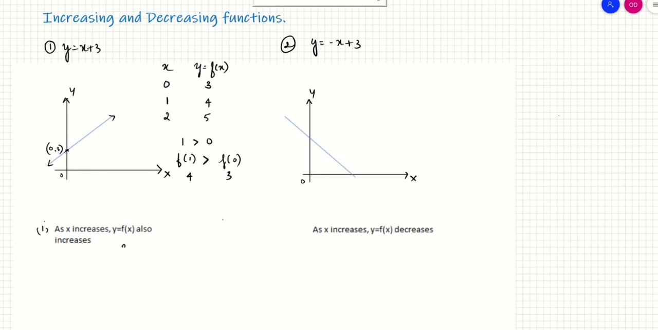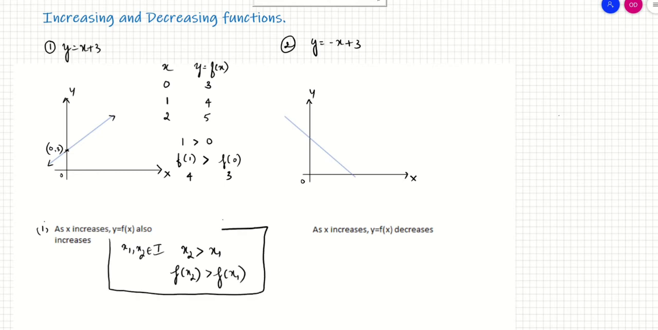To sum it up, if x1 and x2 belong to some interval I such that x2 is greater than x1, then f of x2 is greater than f of x1. Such functions are called increasing functions.